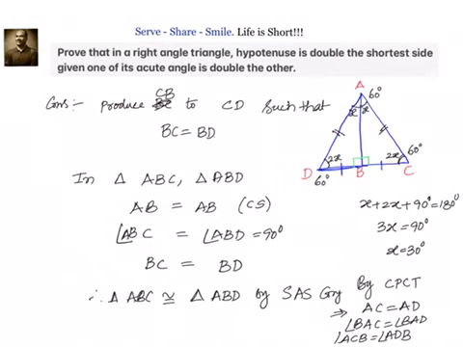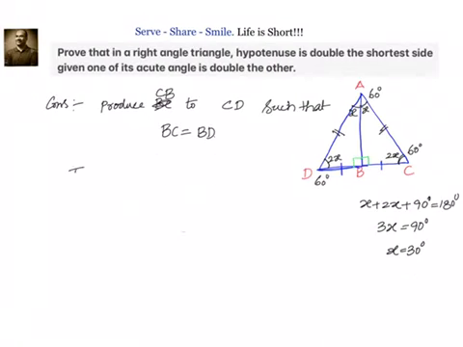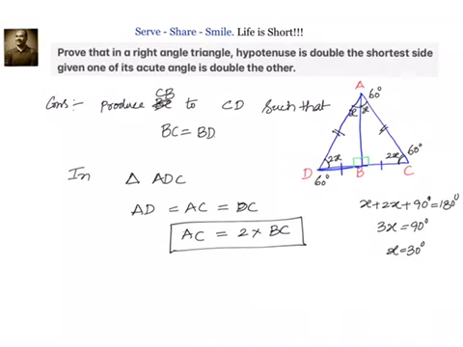So now let's look at triangle ADC and try to solve this. In triangle ADC, we know it's an equilateral triangle. That means we have AD equal to AC equal to DC. That means AC is equal to DC, but DC is equal to 2 times BC, because we know B is the midpoint of CD. So that is what we need to prove. AC equal to 2 times BC.